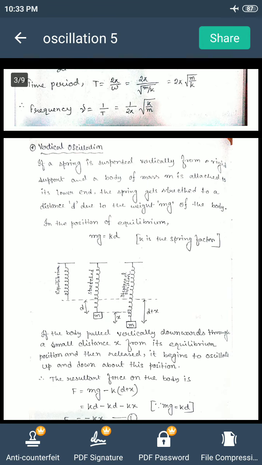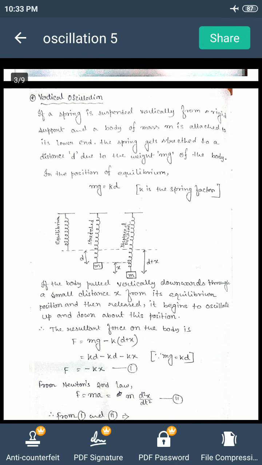This is the horizontal oscillation. Now we talk about the vertical oscillation of a body on a spring. If a spring is suspended vertically downward from a rigid support and a body of mass m is attached to its lower end, the spring gets stretched by a distance d due to the weight of the body, and that weight is W = mg.